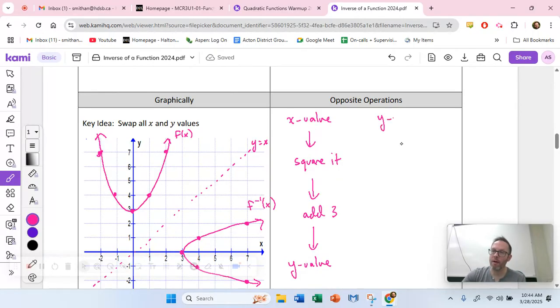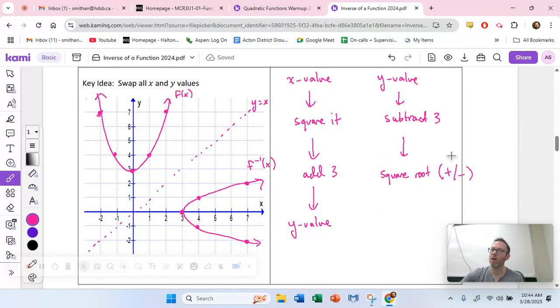We start with our y value and we do the opposite. The opposite of adding 3, subtracting 3. The opposite of squaring is square root. Can you guys pretty please add in brackets here? I'm going to put plus or minus as a visual cue that when you square root, you have to consider the plus and the minus, just like how y squared equals 9 has 2 solutions. And that gives you the x value.